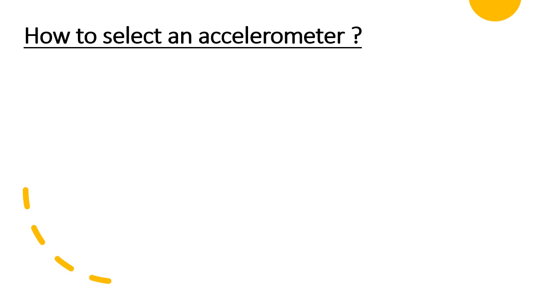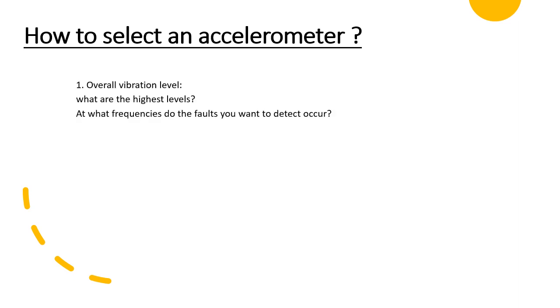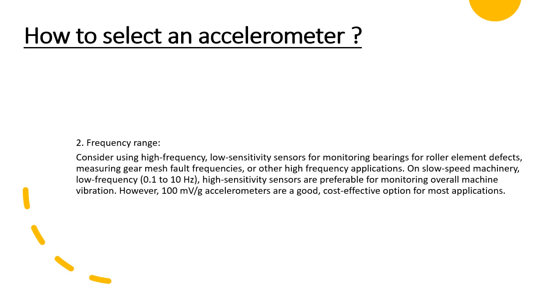If you're going to select an accelerometer for a specific application, what are the important factors that need to be considered? Let's see them one by one. The first one is the overall vibration levels. The first and foremost question you should ask is what are the highest amplitude levels that I'm going to measure, followed by the frequencies of interest. At what frequencies are my faults likely to occur? If you answer these two questions, you'll get an idea in selecting the range of the accelerometer. Then comes the frequency range.